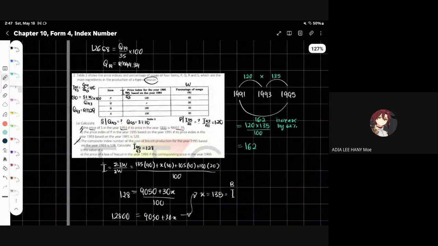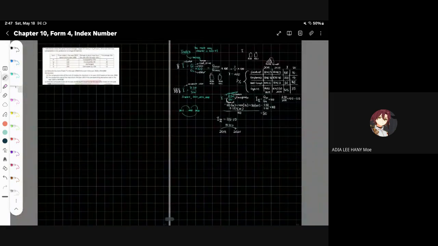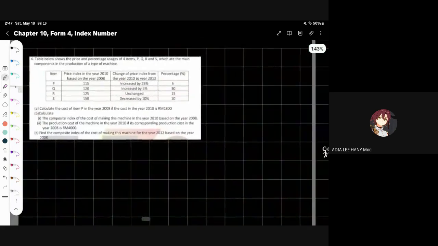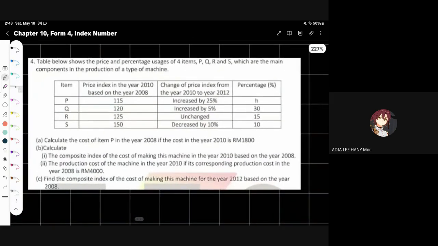Now let's go to the final thing that I'm going to talk about today. Actually very fast today. By the way, the final one will be the hardest one, so that's why I'm going to go slowly on this one. They said the table below shows the price and the percentage usage of 4 items P, Q, R, and S, which are the main components in the production of a type of machine. Basically there are 4 things needed to produce a machine.